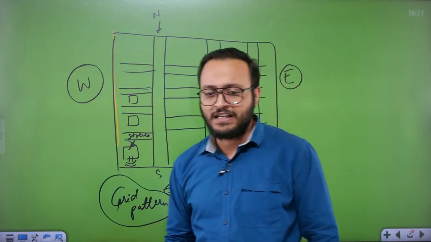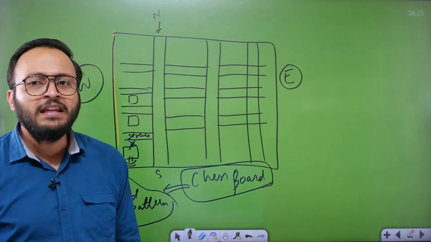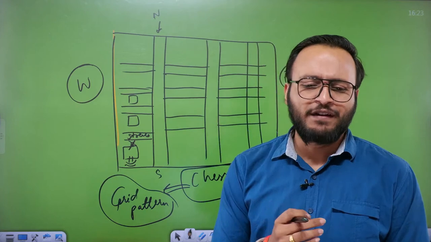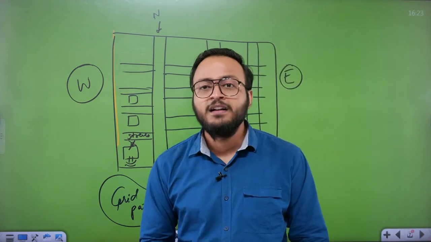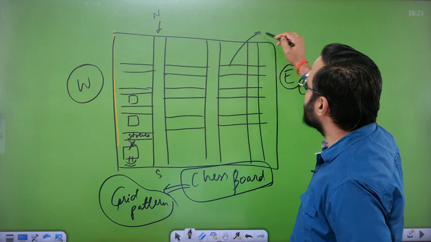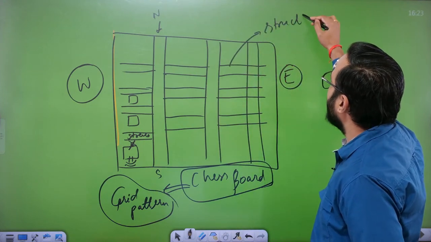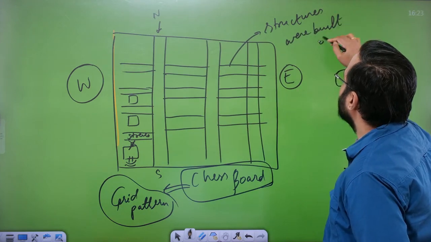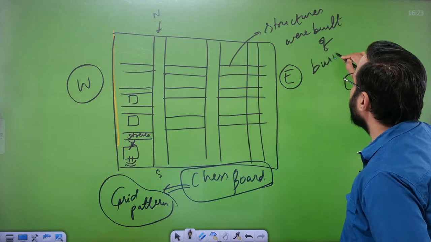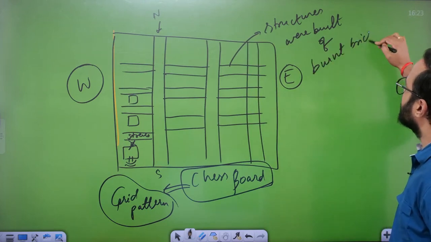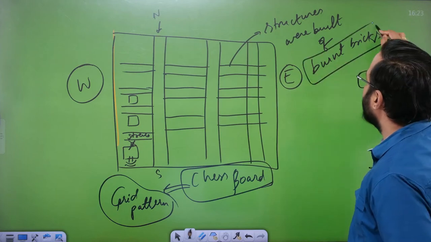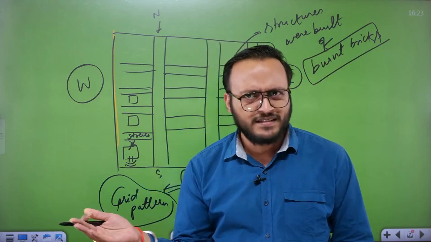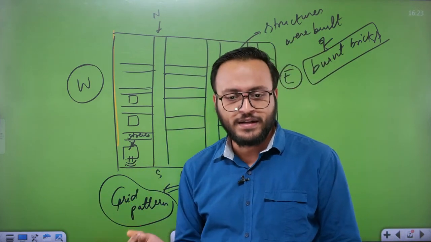This pattern of settlement was almost common in each and every important city. Somewhat it was a little bit different at Kalibanga. Why so? Because all the structures were built of burnt bricks. Okay, the burnt bricks. What is the meaning of burnt bricks? The burnt bricks which were baked in fire. Okay, the proper bricks, regular bricks that we are using currently or today.